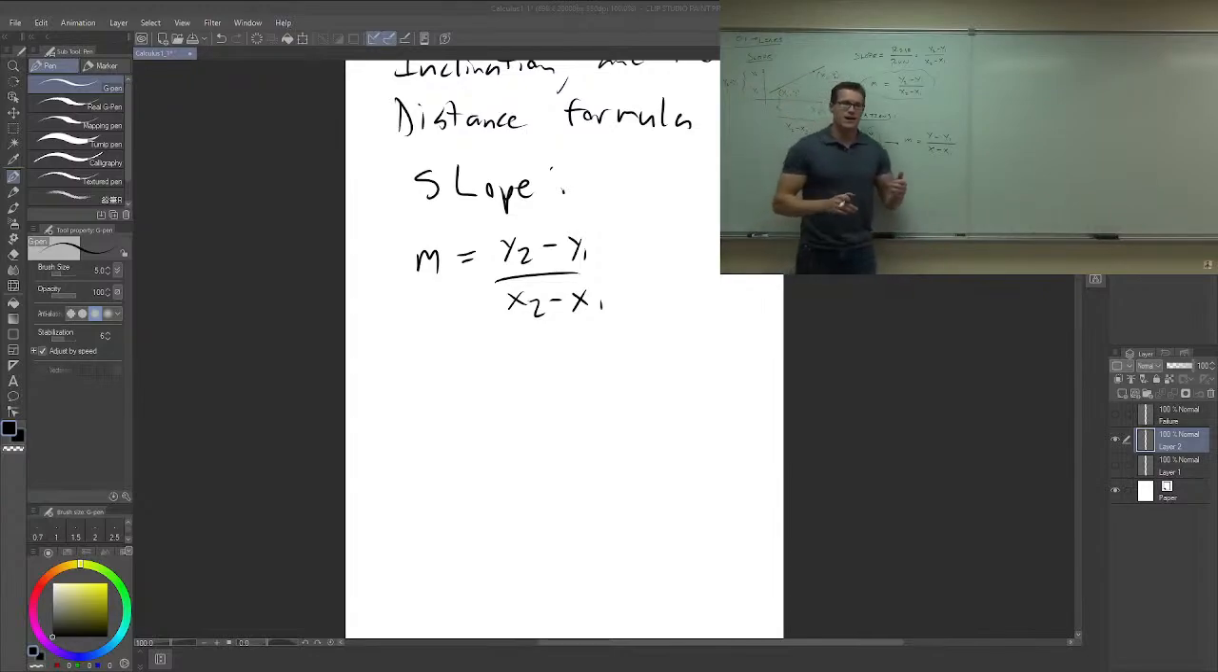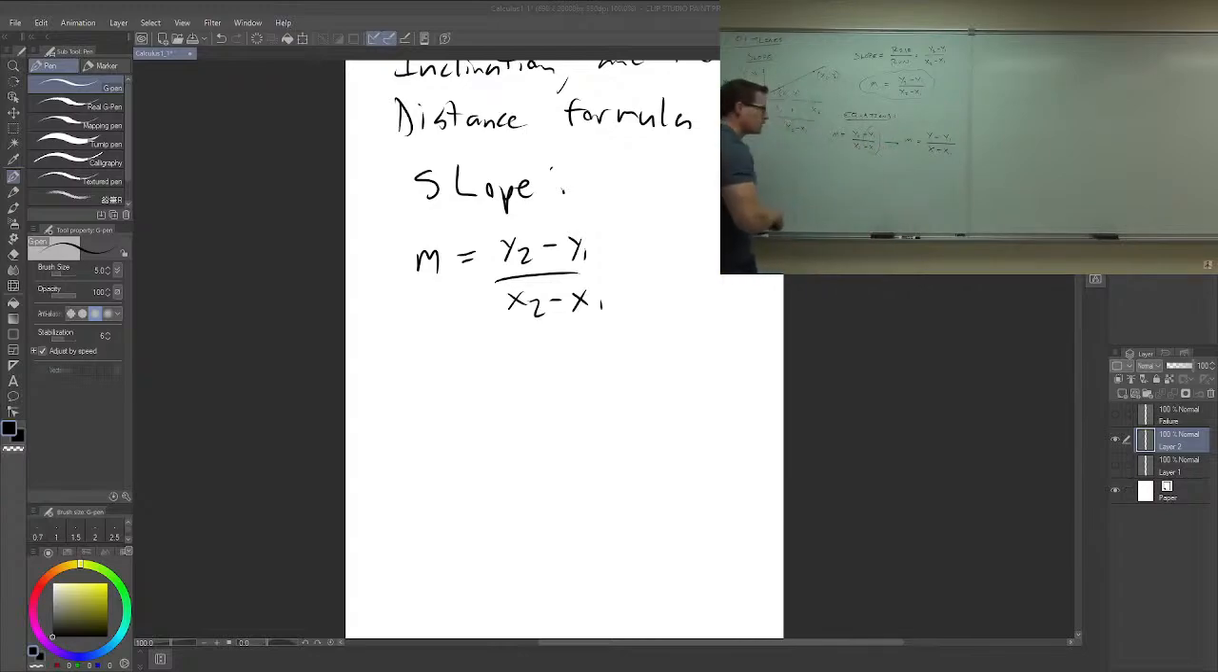Now here's the cool thing. Is there a way that you can solve for y minus y1? How would you get rid of this denominator? Multiply. On one side or both sides? So if I multiply this by x minus x1, and over here, x minus x1. Is this gone? Yeah, they cancel each other out.